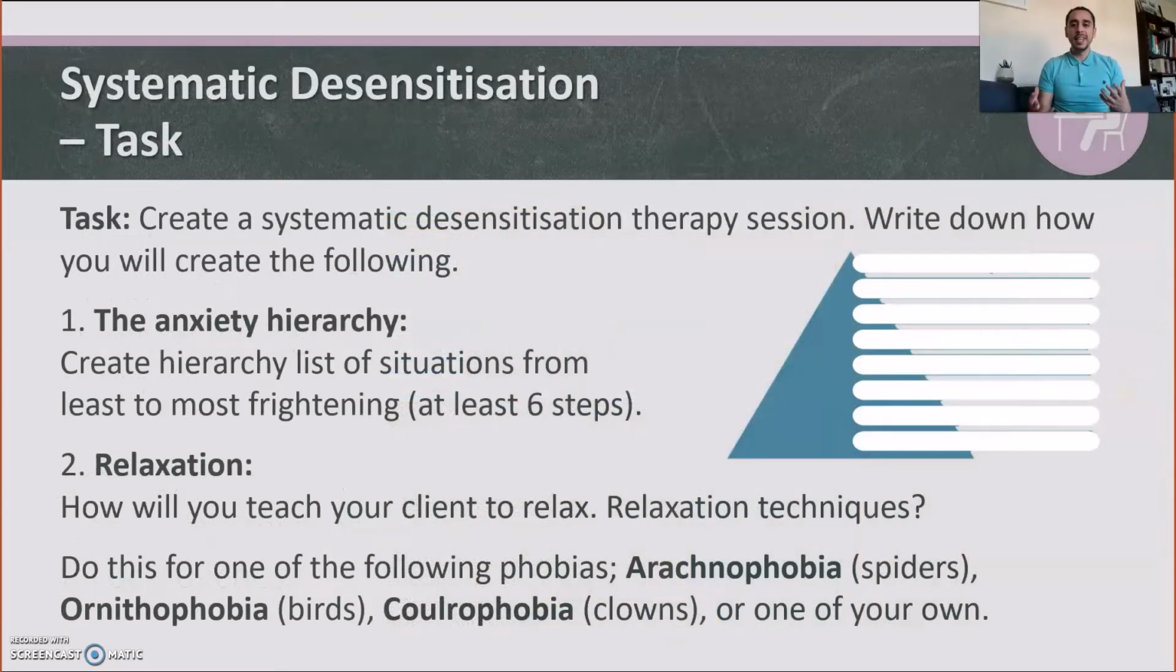Right. What might this look like? Okay? I want you to make your own, but I'll give you an example. So let's say arachnophobia with spiders. The first step is to create the anxiety hierarchy. So I'd say, right, let's start with step 1. This is the thing that's going to be the least anxiety provoking. Step 1, let's say I'm going to show you a picture of a cartoon spider. Okay, that should be low in anxiety. A cartoon spider, here's a picture of a cartoon spider. How do you feel about that?